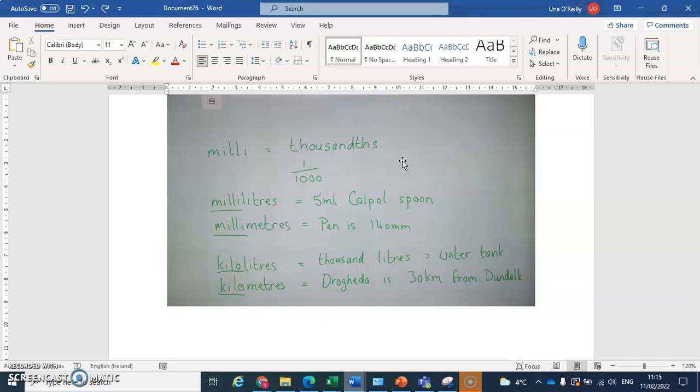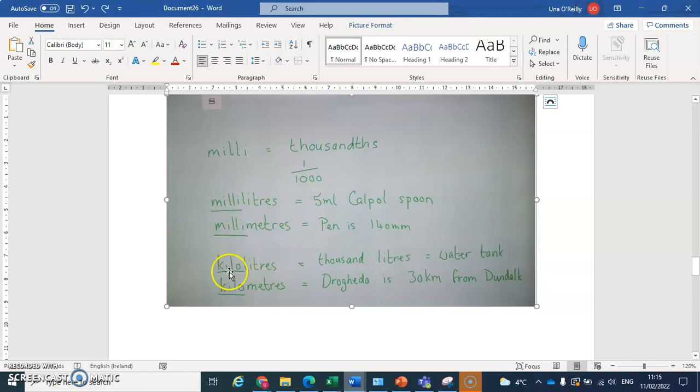So what you will be doing is you'll take milliliters. Our Calpol spoon, or our medicine spoon that we would have at home when we're kids, is 5 milliliters. We looked at the pen that we use for the board in school, and we measured it, and it came in at 140 millimeters. So when you see a milli in front of something, it means 1 over 1,000. There's our TH for 1,000th. So this is 1,000th of a litre, and this is 1,000th of a metre.